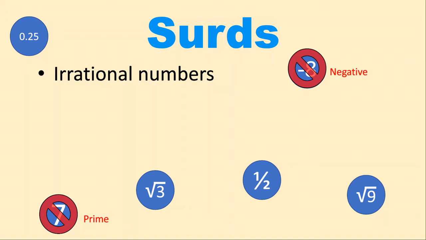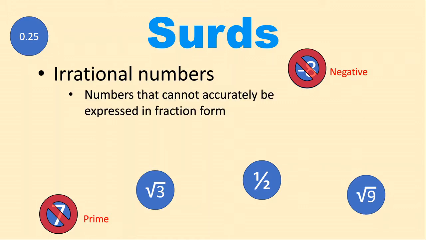Let's take this one step further to explain what irrational means. Irrational numbers are not rational numbers. That is, they are not numbers that can be accurately expressed in fraction form. So a half, for example, is a fraction. So that's a rational number. 0.25 is a decimal value, which could be written as the fraction a quarter. So that's a rational value as well.